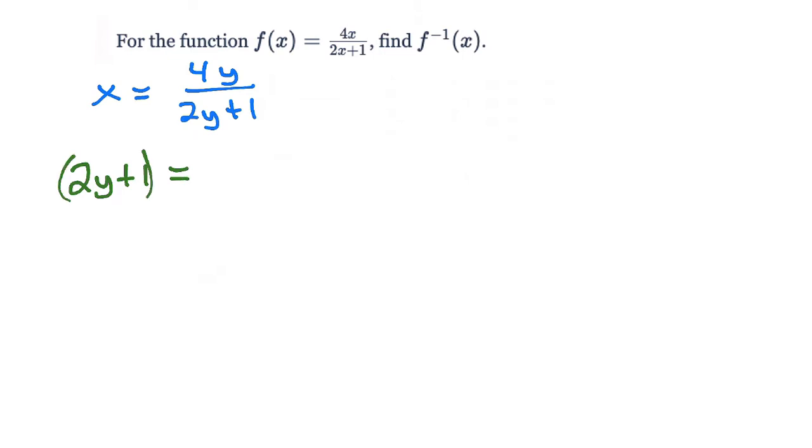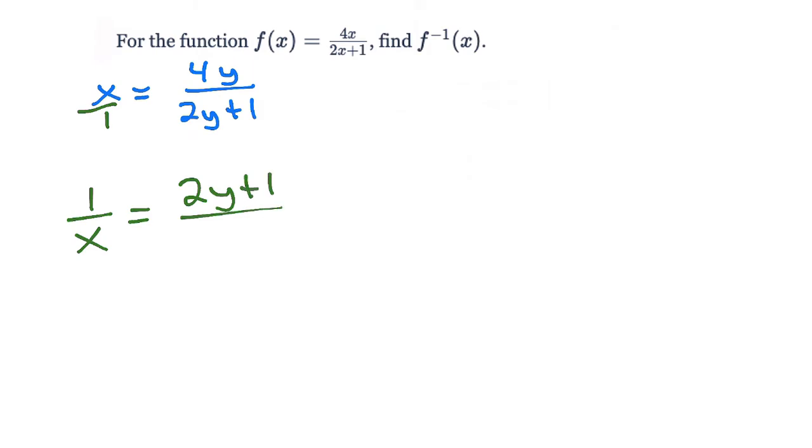So I have x equals 4y. Actually, let me back up. Let me do the same thing I did on the last one. I've got these two fractions, right? This one's divided by 1. So I'm going to have 1 over x is equal to 2y plus 1 over 4y. This one I would say is a lot more challenging, honestly, so you're going to have to bear with me on this one.